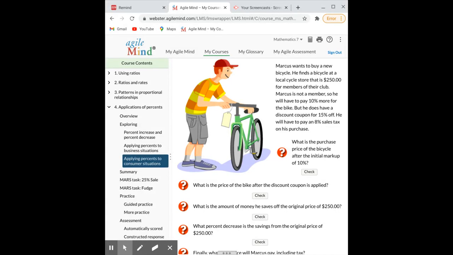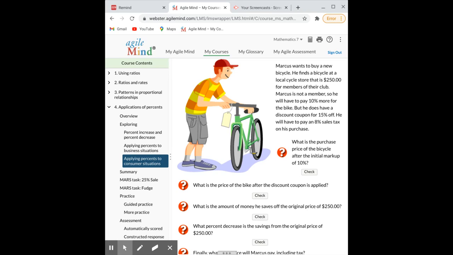All right, so looking at this, it says, what is the purchase price of the bicycle after the initial markup of 10%? So Braden, if you mark something up 10%, are you adding 10% to the original price, or are you taking away 10%? What did you say again? I didn't catch that. All right, it says we are marking up the bicycle 10%. So if we mark up the bicycle 10%, are we adding 10% to the bike or taking away 10%? Adding. Correct, because it's a markup.